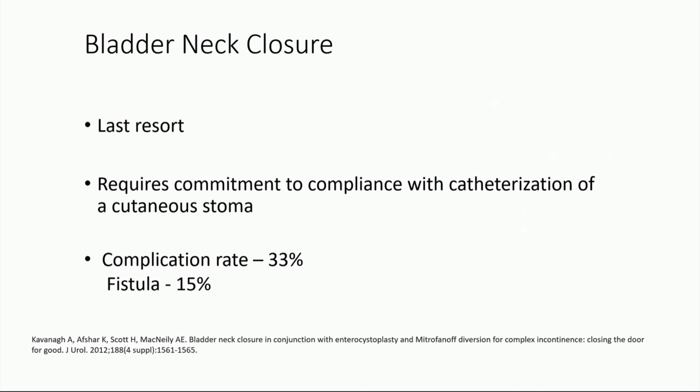Bladder neck closure with a continent catheterizable stoma is often seen as a last resort to gain urinary continence in those with persistent urinary incontinence. A complication rate of up to 33% has been reported, with vesicourethral and vesicovaginal fistula occurring in up to 15%. But this requires careful patient selection and understanding the risks of each, such as upper renal deterioration and bladder rupture in cases of poor adherence with the regular bladder emptying.